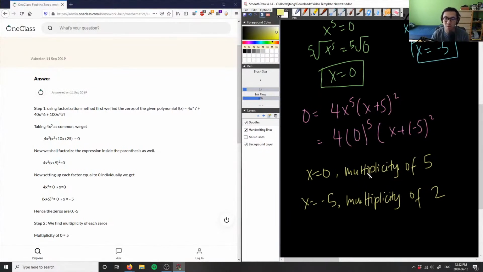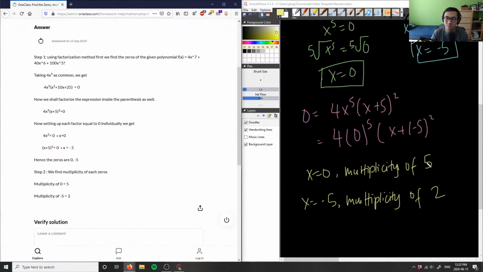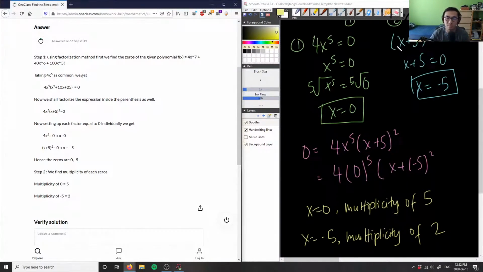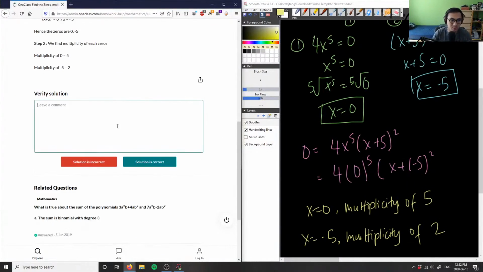So in this case, these are our answers. The zeros are 0 and negative 5, as we solved here, and the multiplicity of 0 is 5, and the multiplicity of negative 5 is 2, as determined by the degree of those factors. So this solution here is correct.